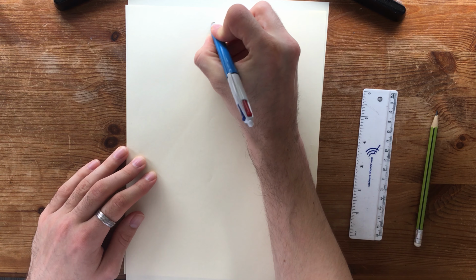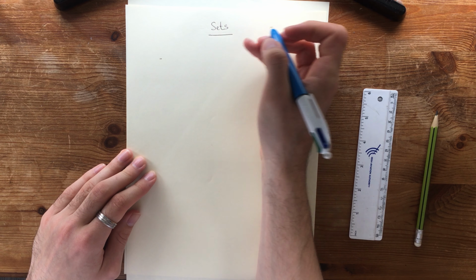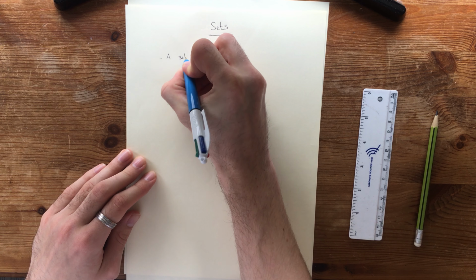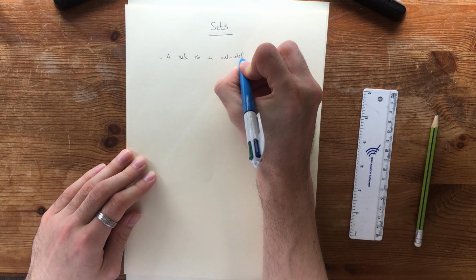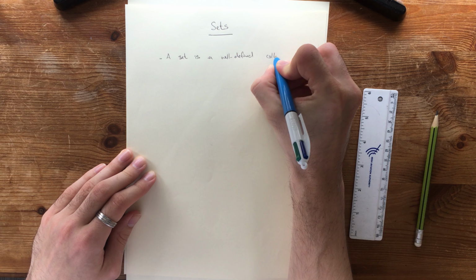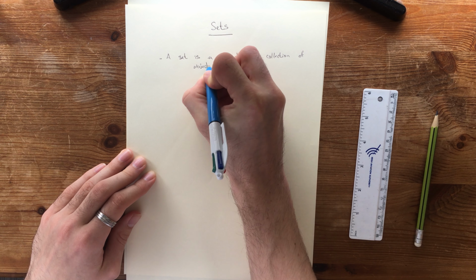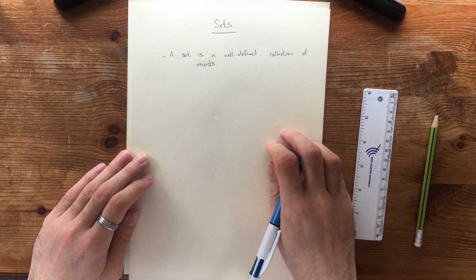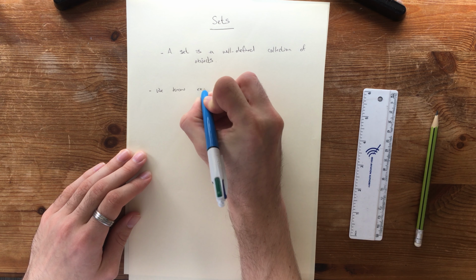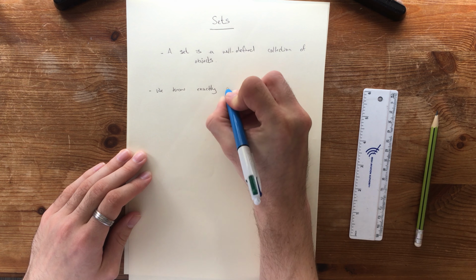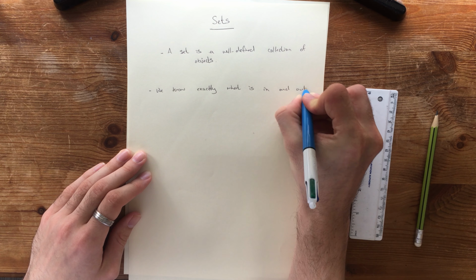Okay, so we're going to look at sets today. The first thing we need to talk about is what a set actually is. A set is a well-defined collection of objects. So what does well-defined mean? What we mean is we know exactly what is in and out of the set.